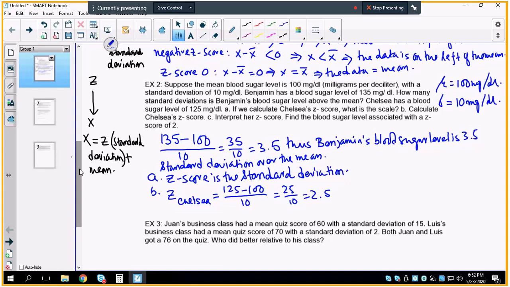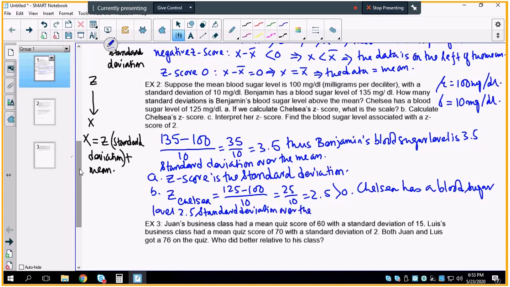Interpret her z-score. Well, this is positive. So we say Chelsea has a blood sugar level 2.5 standard deviations over the mean. So it is more than the mean, because it is a positive z-score, it is on the right hand side, or more than the mean.